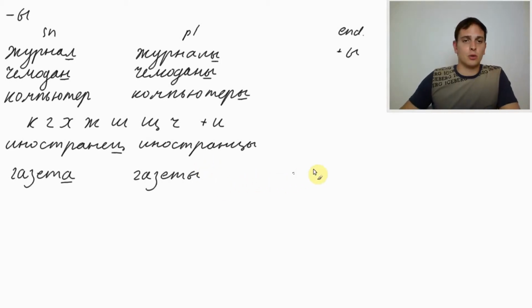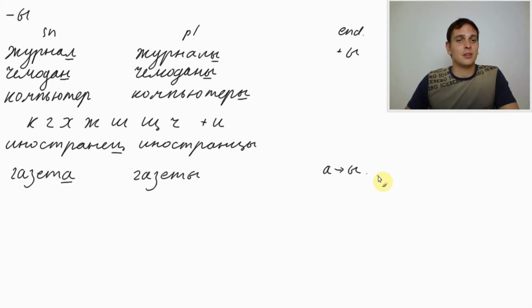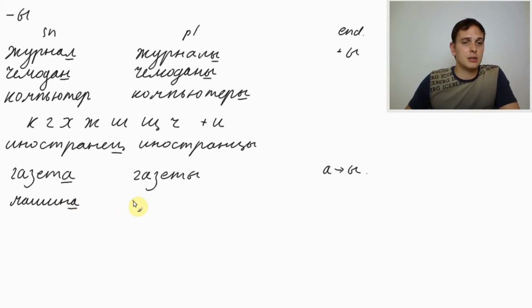So what was this rule? How did we get from газета to газеты? Basically, we replaced A with "ы". A is getting "ы". It's simple. It is very simple. It's probably one of the most simple ways to create plural. However, we need to find words with ending in A. And few examples. Машина is car. Машина ends in A. If we want to create a plural, we just need to replace A with "ы". Машины.